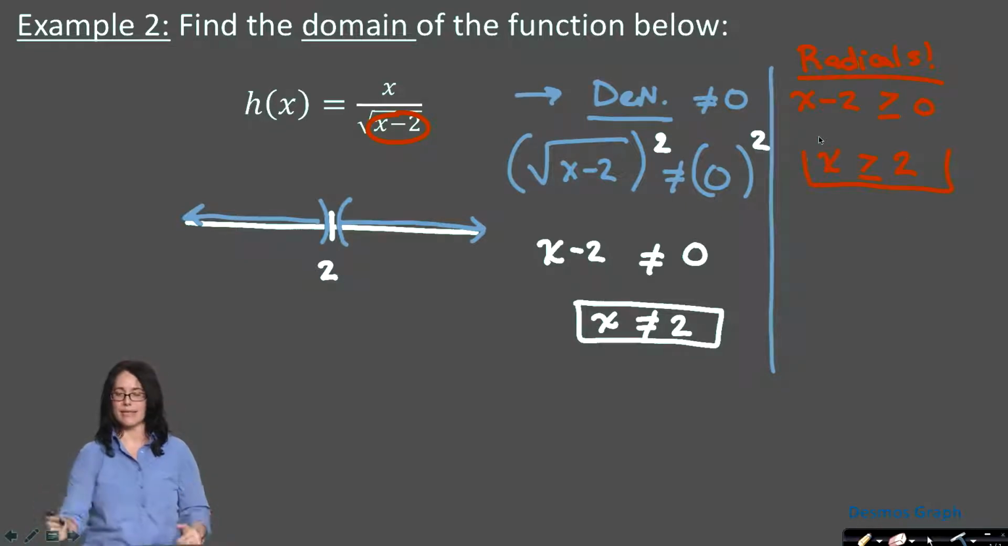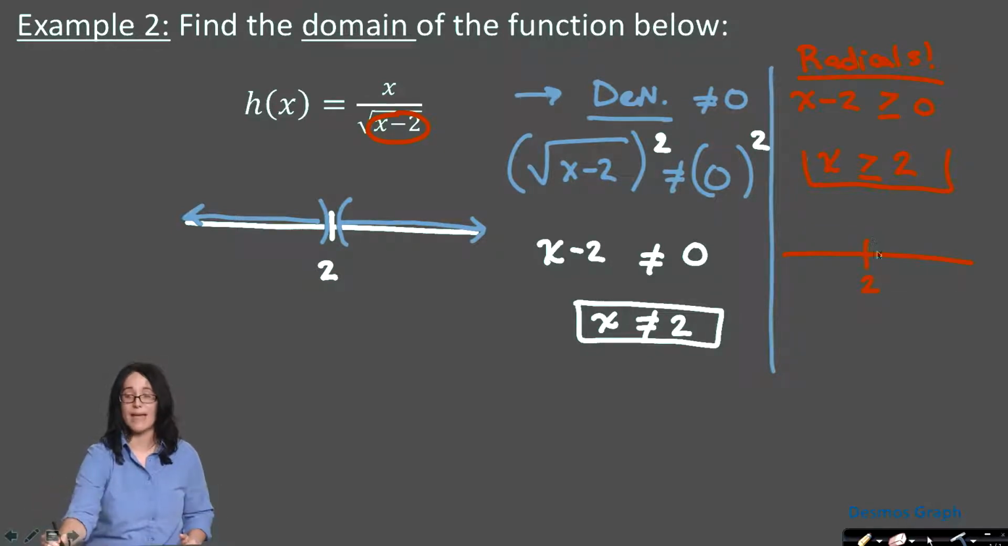So now let's take a look at what that's saying. For this solution, we're saying at 2, you're allowed to exist because it's equal to, so that would be a bracket, and you're allowed to be bigger than 2. So bracket 2 to the right forever.